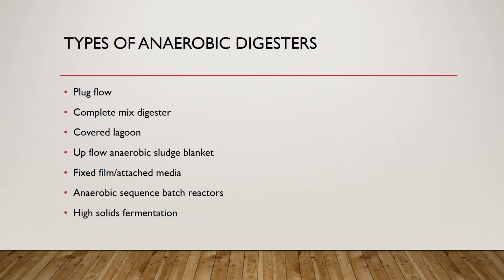The upflow anaerobic sludge blanket is used for consistent and homogeneous waste, and the fixed film attached media digester is used for farms in temperate and warm climates. The anaerobic sequence batch reactors are used for manure stored as slurry, and high solids fermentation is used for high solids manure, and there's currently a bunch of research going on about solids digesters.